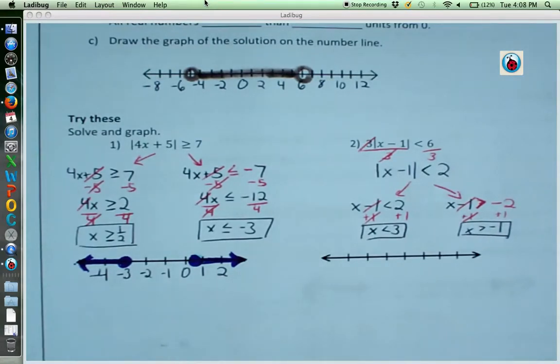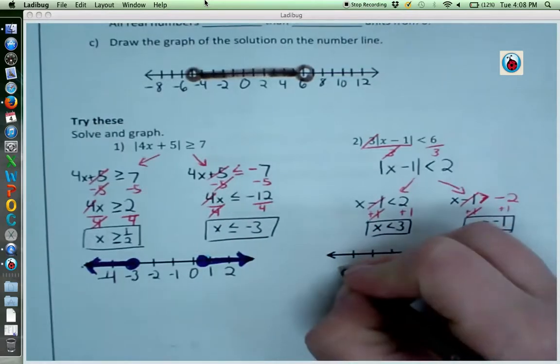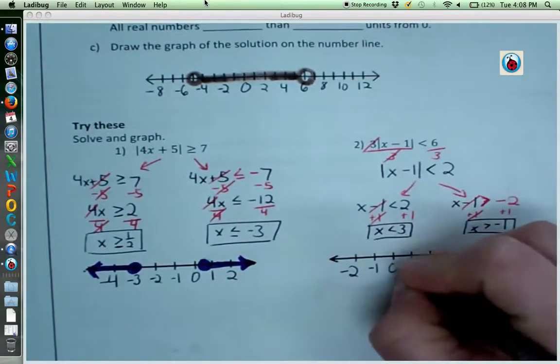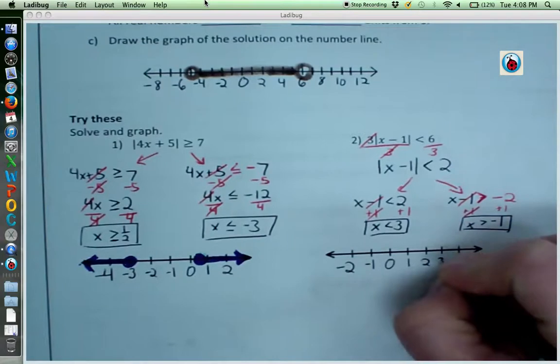I'm going to graph these. I want to make sure my graph goes from -1 to 3. So I think I'll start, if I start at -2, that'll work. -2, -1, 0, 1, 2, 3, 4. Awesome.